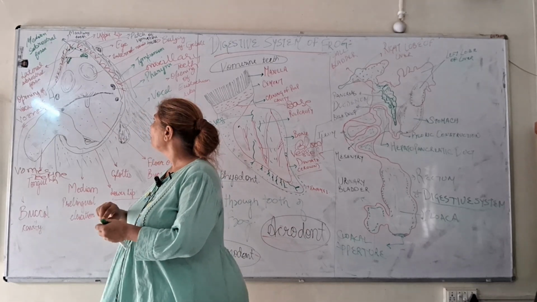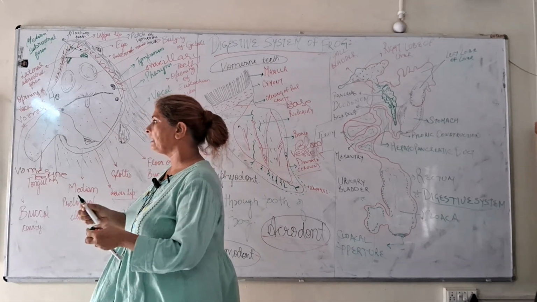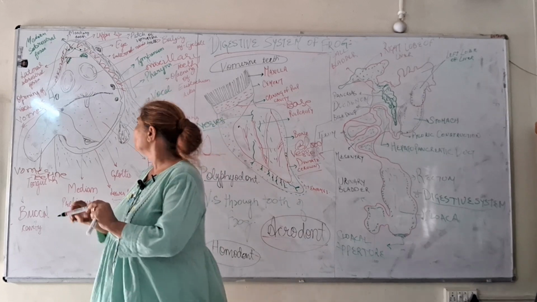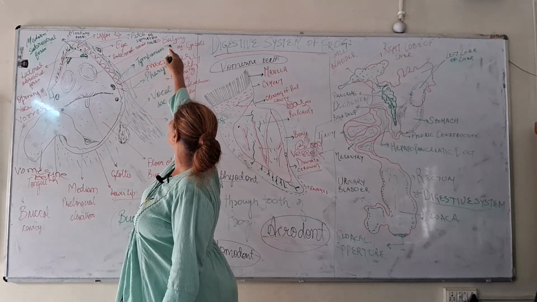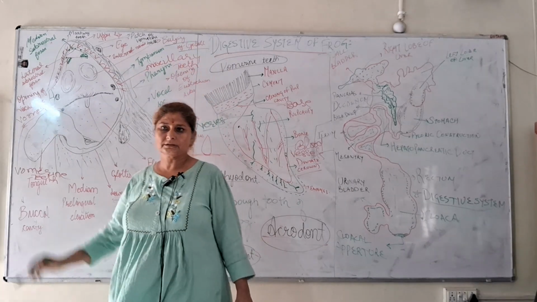After this, on the upper jaw, there is present two round structures. These are called the bulging of eyeballs.